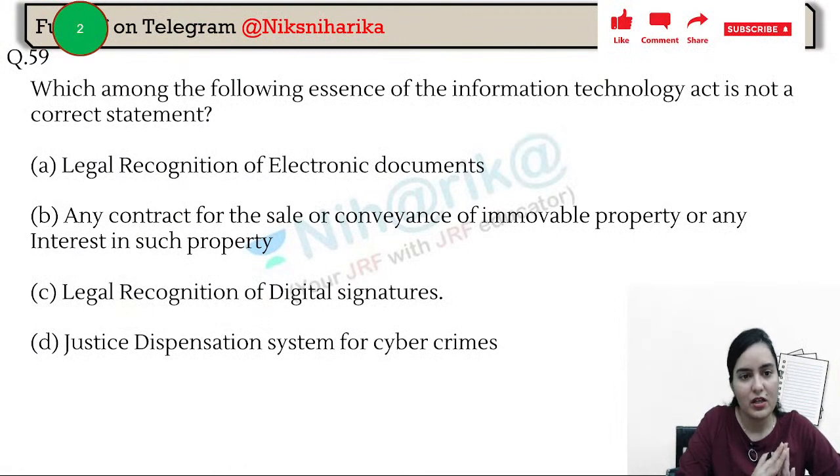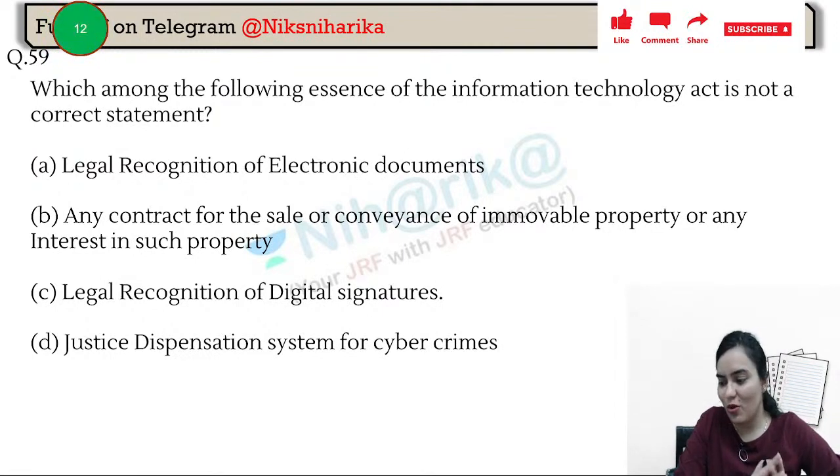Direct question. Now, which among the following essence of the Information Technology Act is not a correct statement? Something which is not a correct statement.